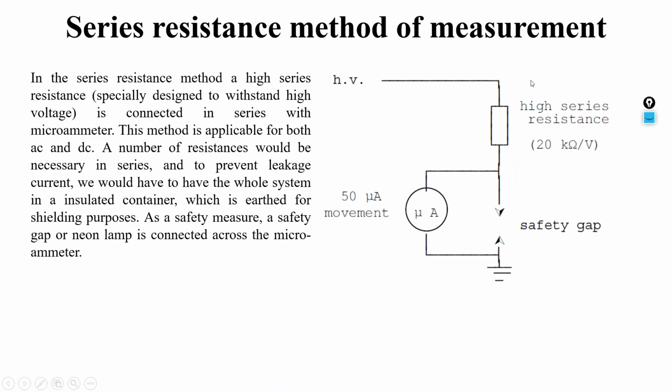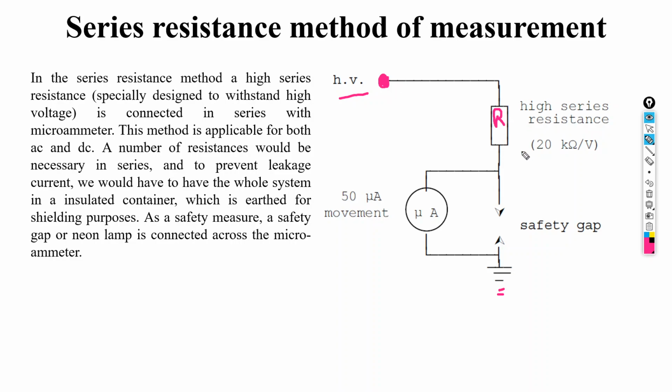Then we will move to the next method, the series resistance method of measurement. In the series resistance method of measurement, a high resistance is connected in series with a microammeter for the measurement of high voltage. This is a terminal which is connected to the high voltage terminal for which we have to carry out the measurement, and the other end is grounded over here.